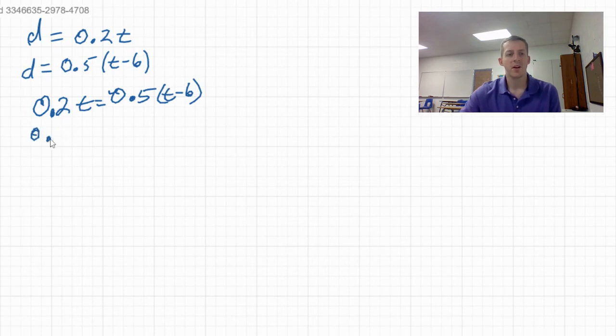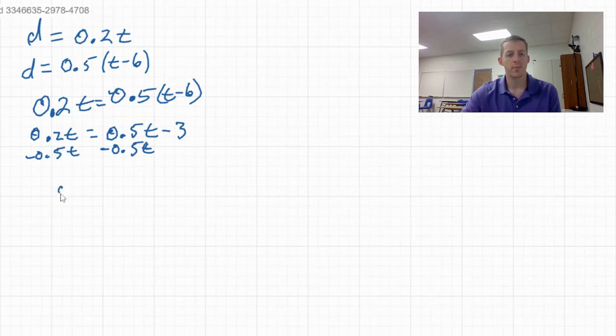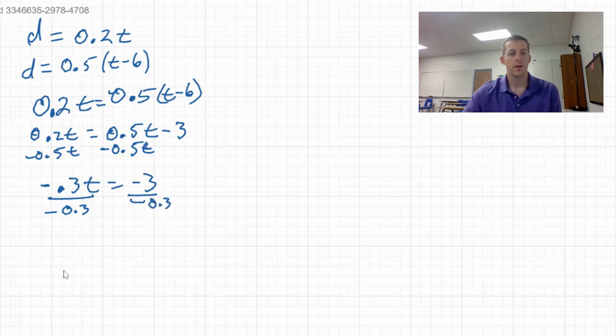Well, we have to just bring down our 0.2t here, and we need to multiply this 0.5 throughout. And that's going to be 3. I'm going to subtract 0.5t from both sides. 0.2 minus 0.5 is a 0.3, and that is a negative 0.3t equals a negative 3. Divide both sides by a negative 0.3. And my t is going to be 10.